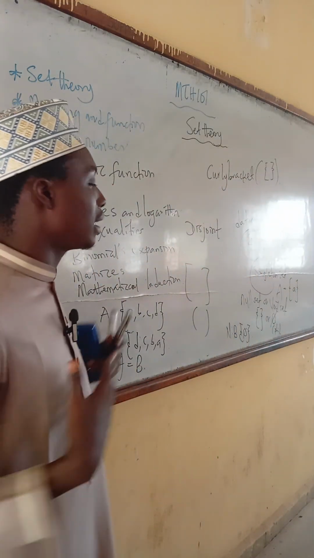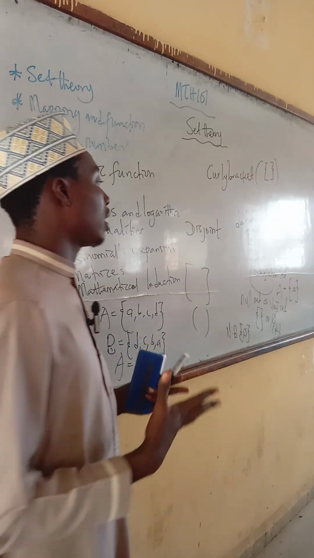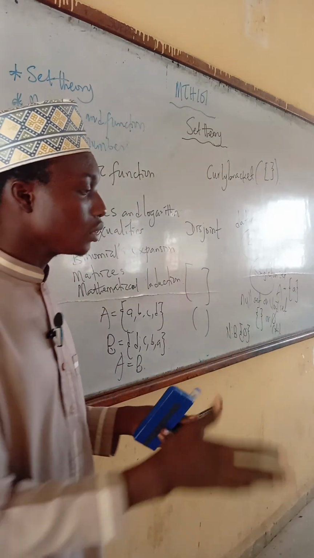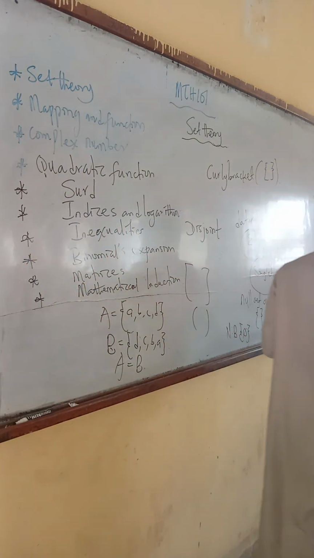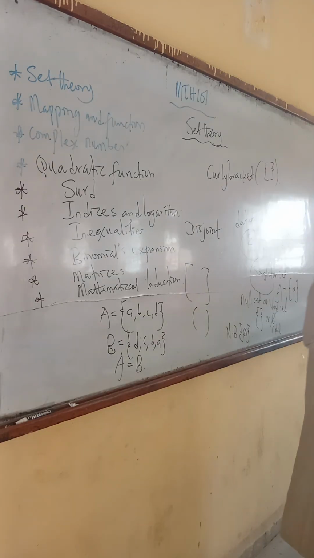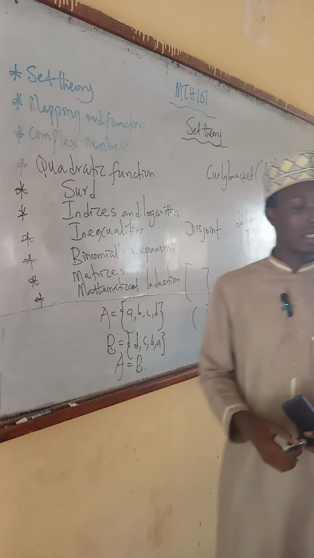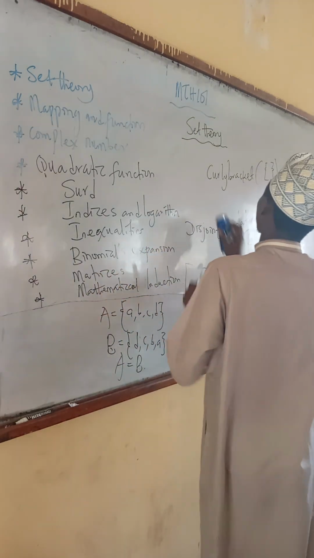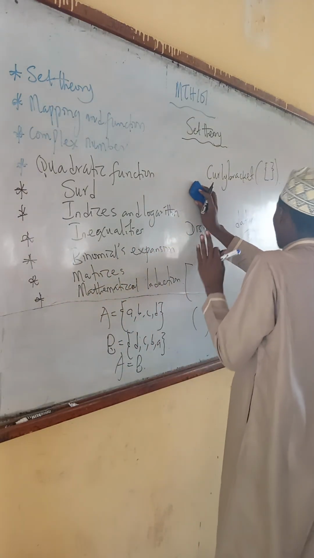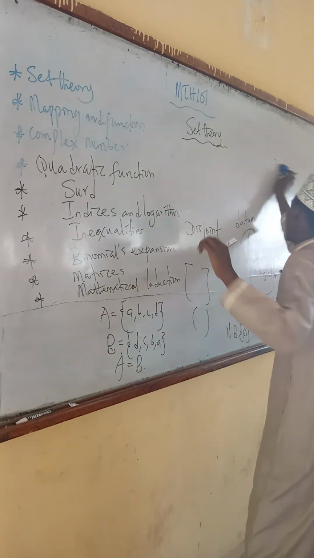So after you understand that, the next thing for you to understand is subheading, like a paragraph. So you need to understand the following. They are not types of sets. Please note them. They are not types of sets.